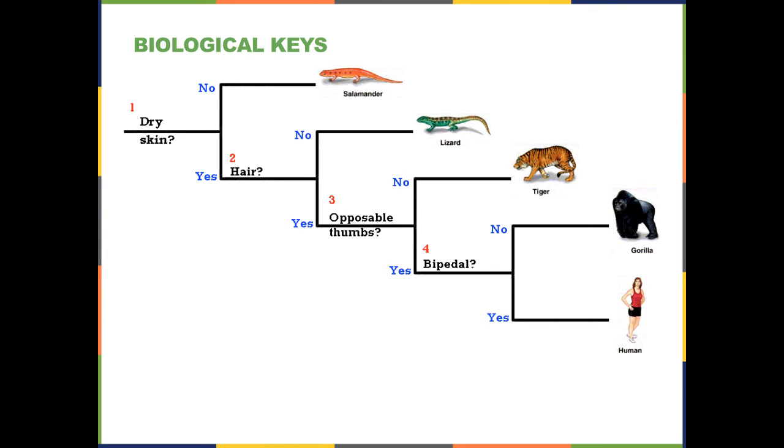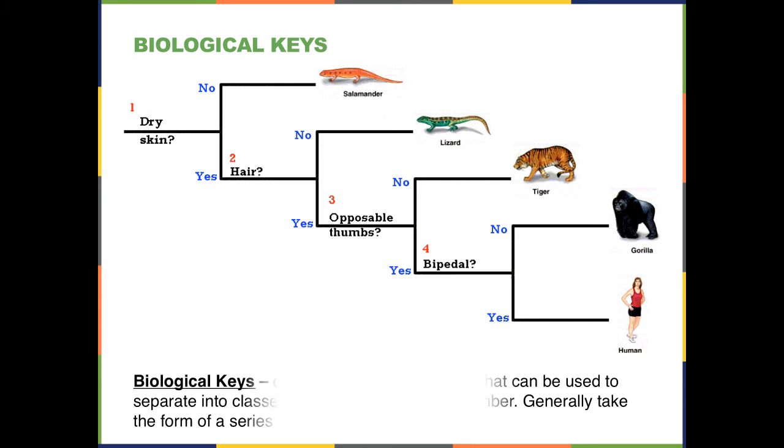So, how does one go about classifying? It would be incredibly difficult if we just tried to memorize the whole classification system and where everybody fits in. Now you can memorize the 7 levels like I'm having you do, and that works. But the best way is to develop something known as biological keys.